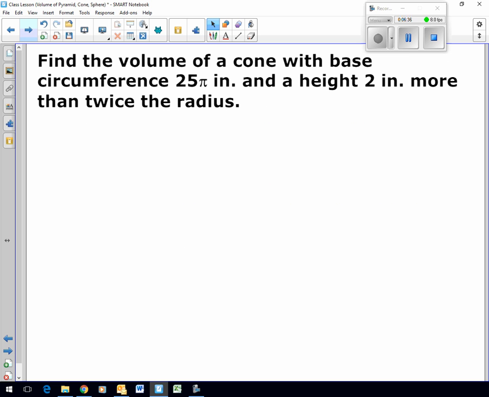Alright. Then we got one like this. I want to put a couple of these on there. Find the volume of a cone with a base circumference of 25 pi, a height 2 inches more than twice the radius.